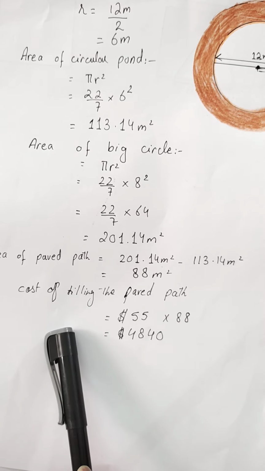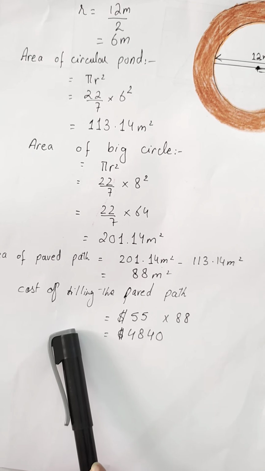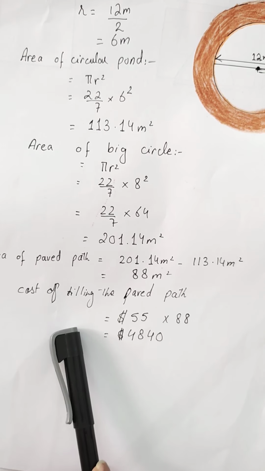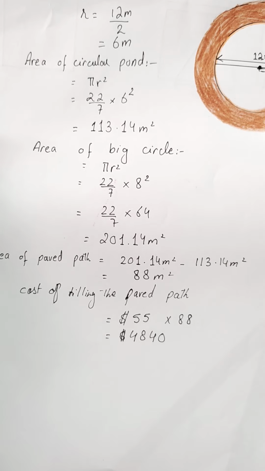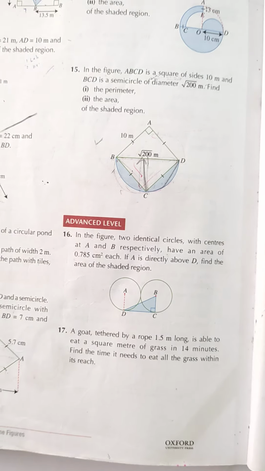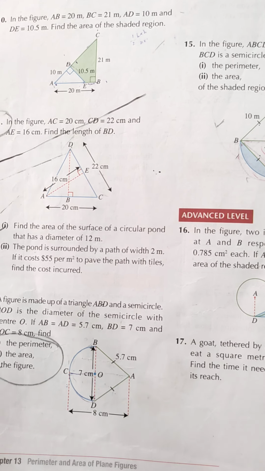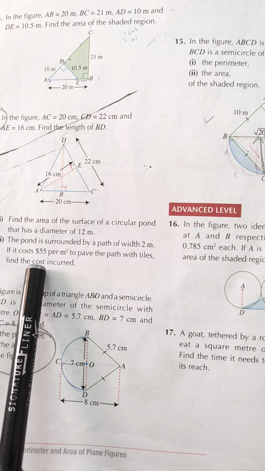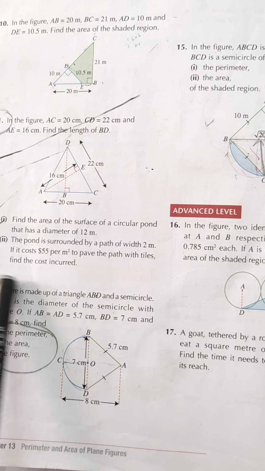The last and third part of the question is, if you tile the paved path, the cost of tiling the paved path is $55 per meter square. Look at this, you can check it from the book. If the cost is $55 per meter square to pave the path with tiles, find the cost.